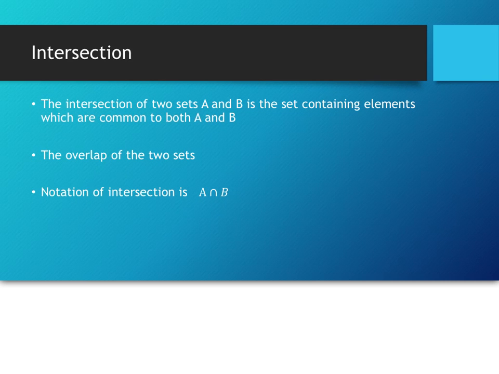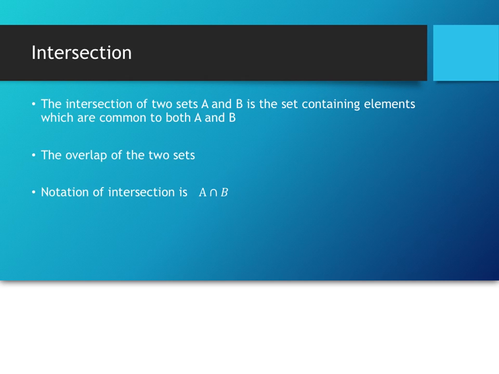The next relationship or interaction that we're going to look at is the idea of intersection. Now the intersection of two sets technically is the set containing elements which are common to both. So I think of it as where the sets overlap. Which elements do the sets overlap in?